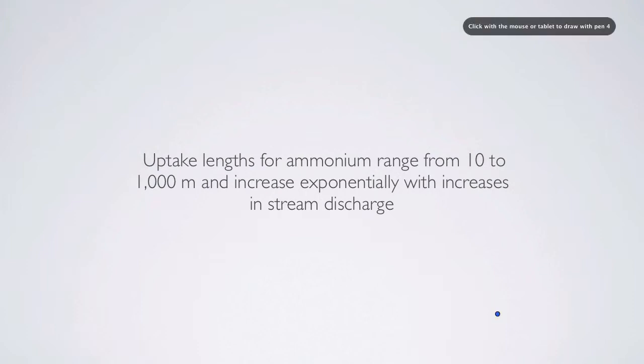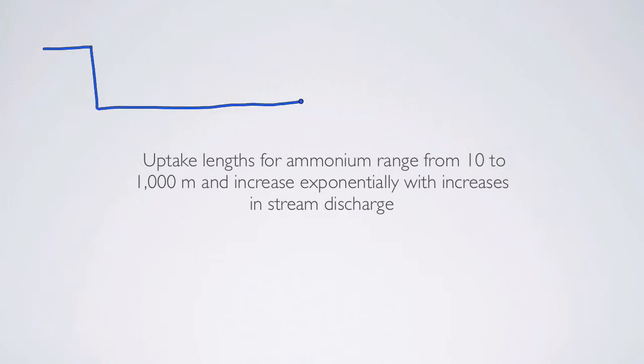So again, we have turnover lengths and uptake lengths. And that turnover length is how far a given nutrient is going to travel after it's been taken up by a plant, for example. And then we have the uptake length, which is how far it travels when it's in an inorganic phase, ammonium or nitrate.